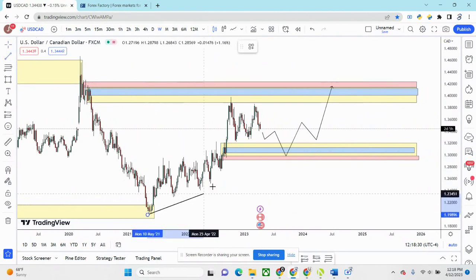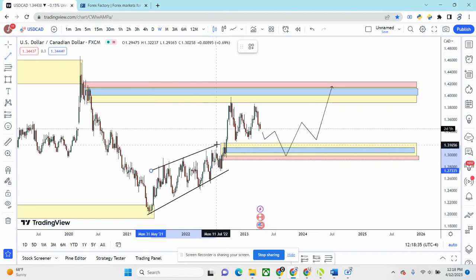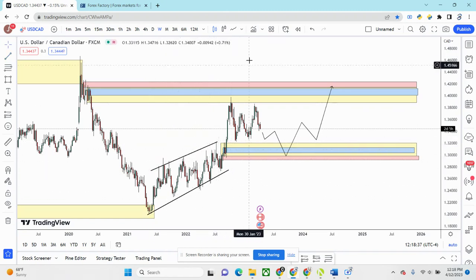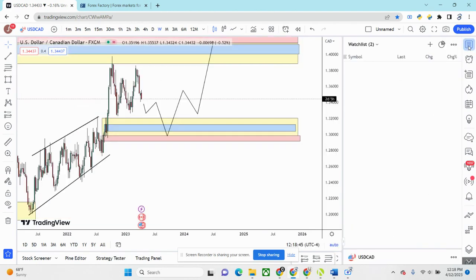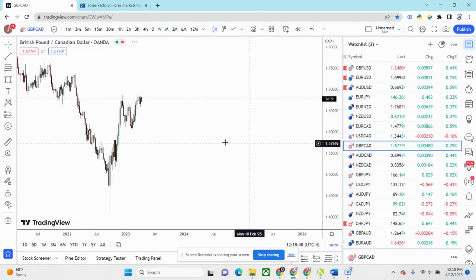We see, for those that like to use trend lines, you see the channel here, the price kind of staying in between and then shooting up right here. So this is what I'm thinking here. Down, up, down, up. All right, so let's look at GBP CAD.